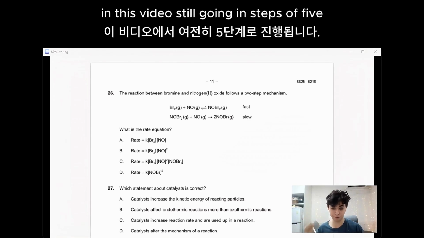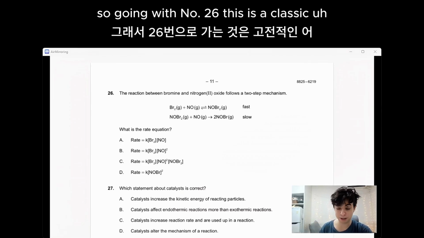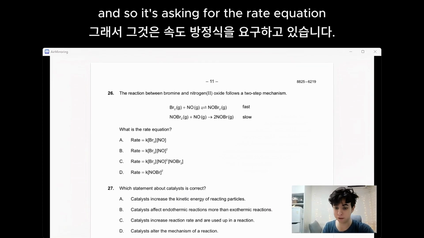Still going in steps of 5. We're halfway there for that HL exam. So going with number 26, this is a classic kinetics problem where we have a two-step mechanism. And so it's asking for the rate equation.